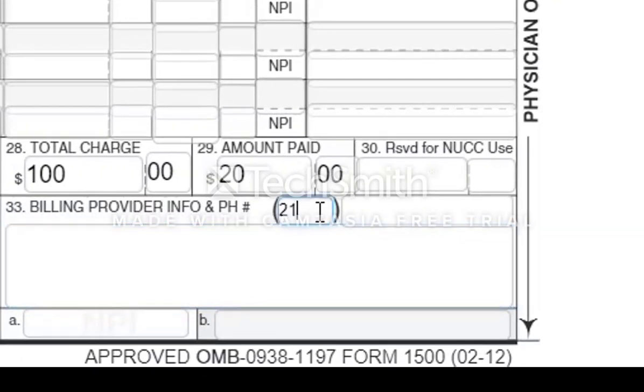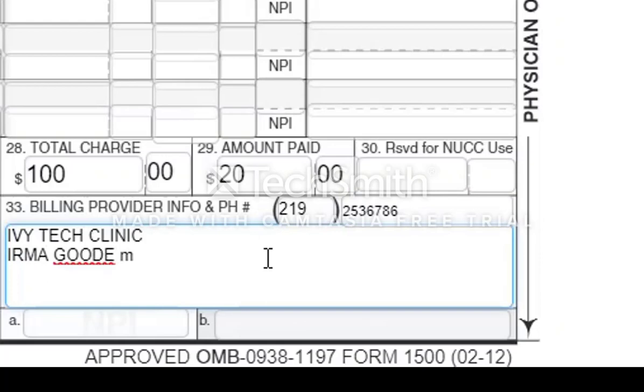Now, you'll see that there is a spot for the phone number. Once again, no punctuation. Okay, and then you would type out the address, the billing address, with the physician's name. Make sure to spell out drive, no abbreviations. And once again, you can use that hyphen if you have that 9-digit zip code.